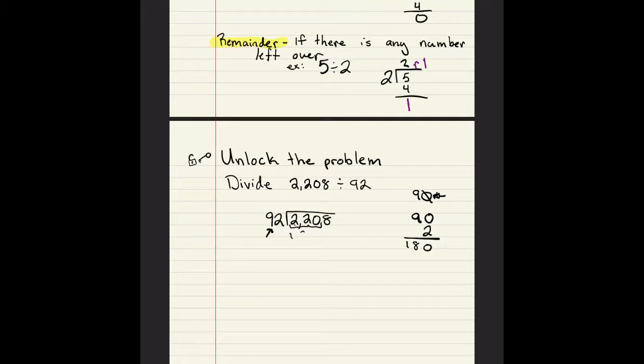But I can't just plug in 180 here, right? Because I'm using 92. So now I have to do 92 times 2. And 2 times 2 is 4, and 2 times 9 I know is 18. So when I plug that in, I have 184. I put the 2 right over the 0 from the 220, and I plug that in, 184.